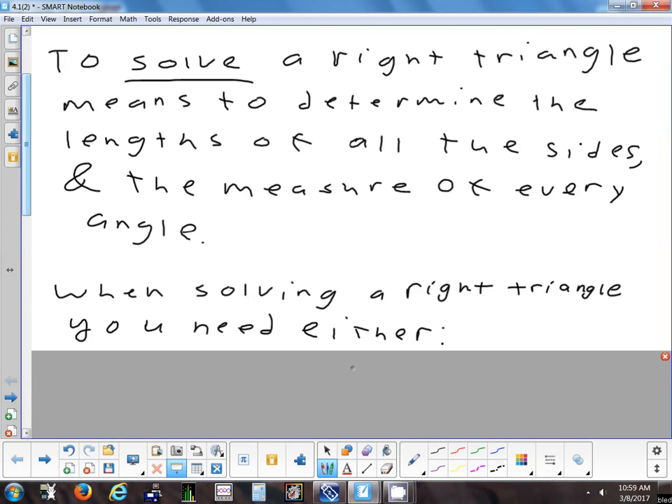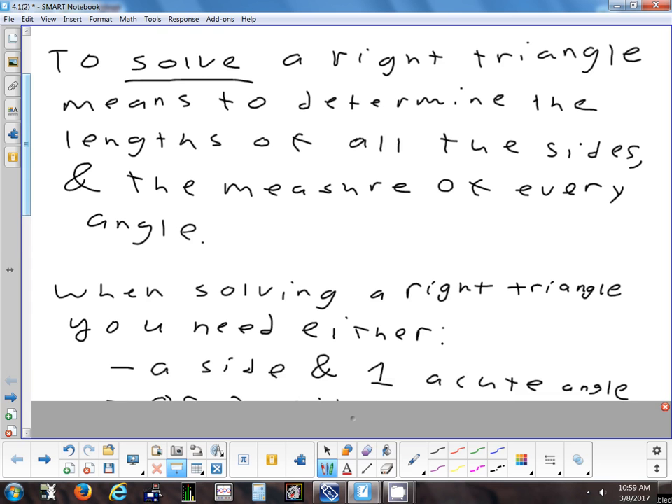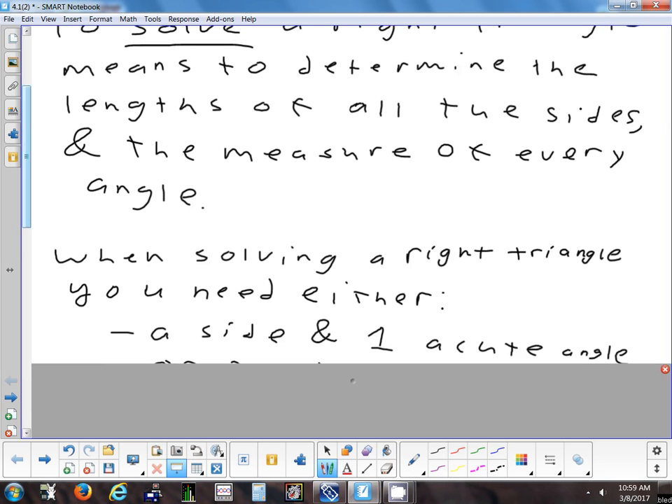So when you're solving a right triangle, there's 2 cases you can have. In addition to having a 90-degree angle, because that you have in every problem, so that doesn't really help you, you need either of the following of what I'm about to show you. You either need to know, in addition to the 90, another side and another angle. They have to tell you that.